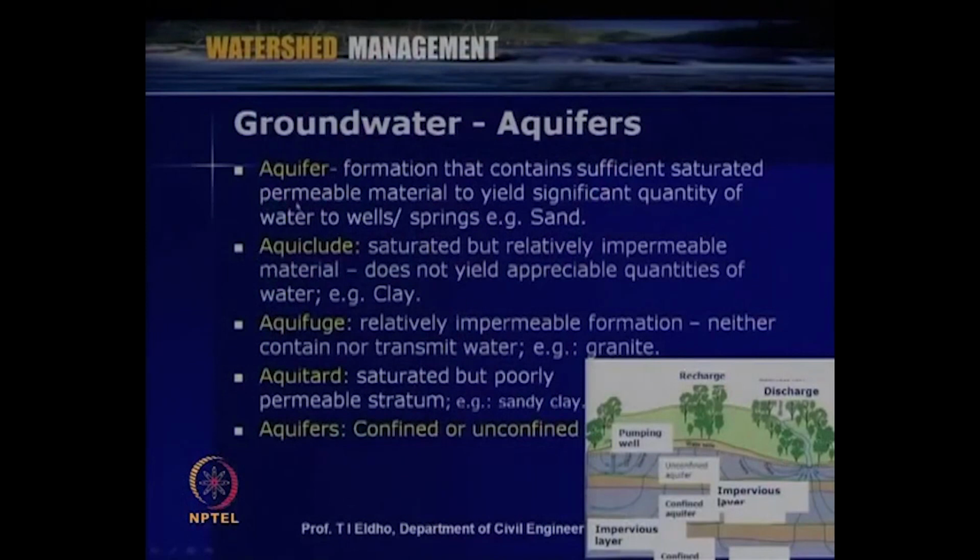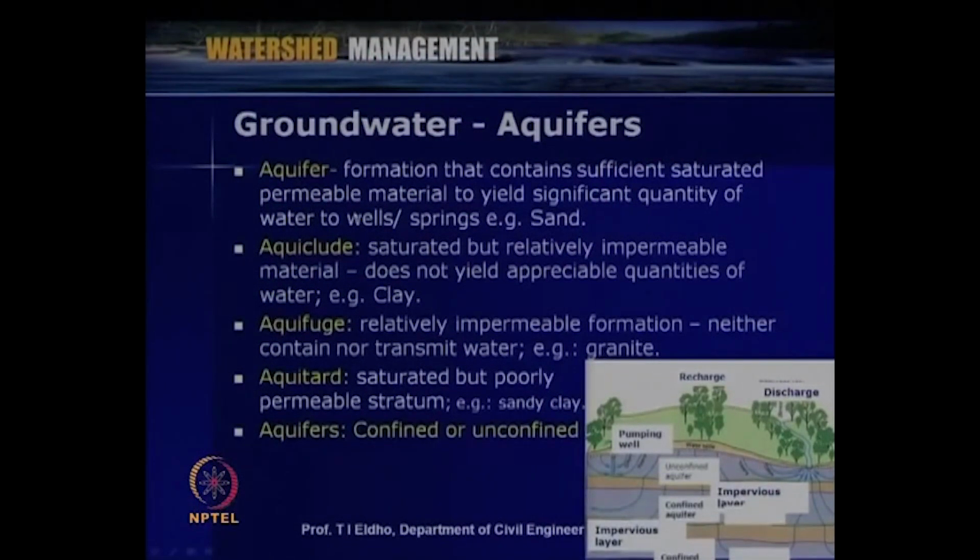Accordingly, now let us see the different types of classifications as far as aquifers are concerned. In these slides the classification of aquifers is given. An aquifer, as I mentioned, is a formation that contains sufficient saturated permeable material to yield a significant quantity of water to wells or springs.